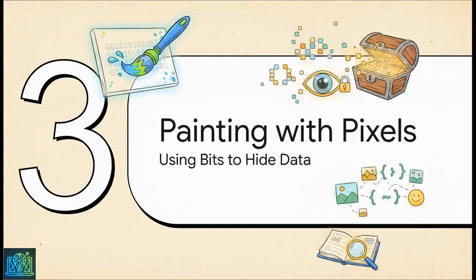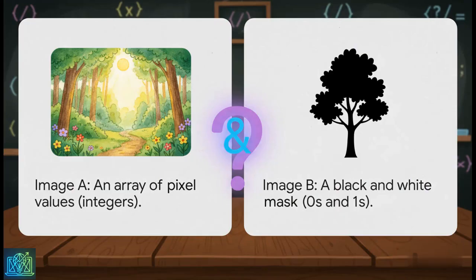All right, for our final act, we're going to move away from just numbers and get a little more visual. We're going to use our bit spells to actually manipulate images, to create illusions, and yeah, even to hide secrets right out in the open. So take a look at these two images. On the left, you've got a regular photo. On the right, a simple black and white shape.